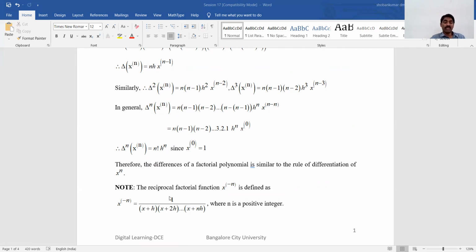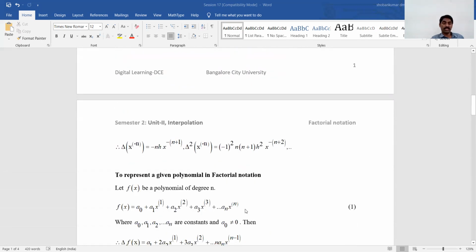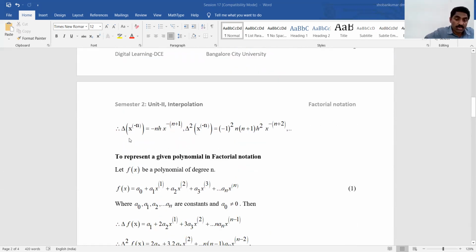We note that the reciprocal factorial x^(minus n) is defined as 1 upon (x plus h) into (x plus 2h) and so on, up to (x plus nh), where n is a positive integer. Therefore, delta of x^(minus n) is equal to minus n h x^(minus (n plus 1)). Similarly, delta square x^(minus n) is (minus 1) whole square into n into (n plus 1) into h square into x^(minus (n plus 2)).